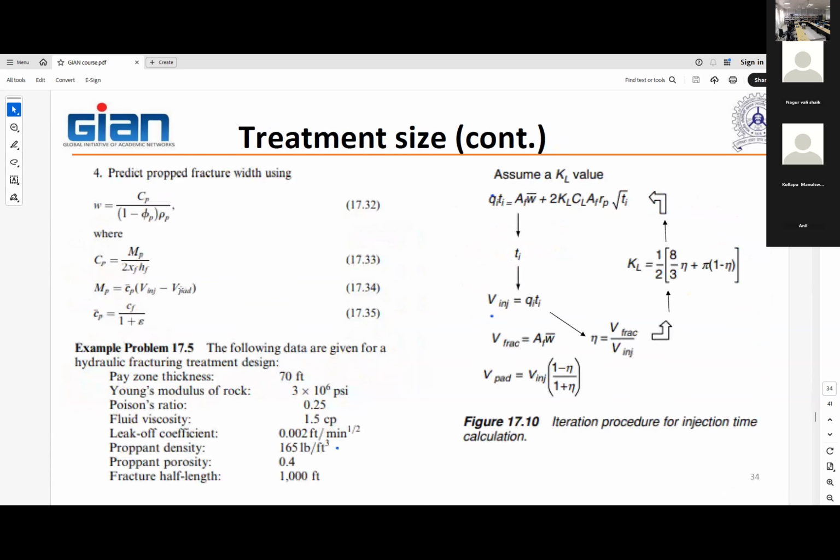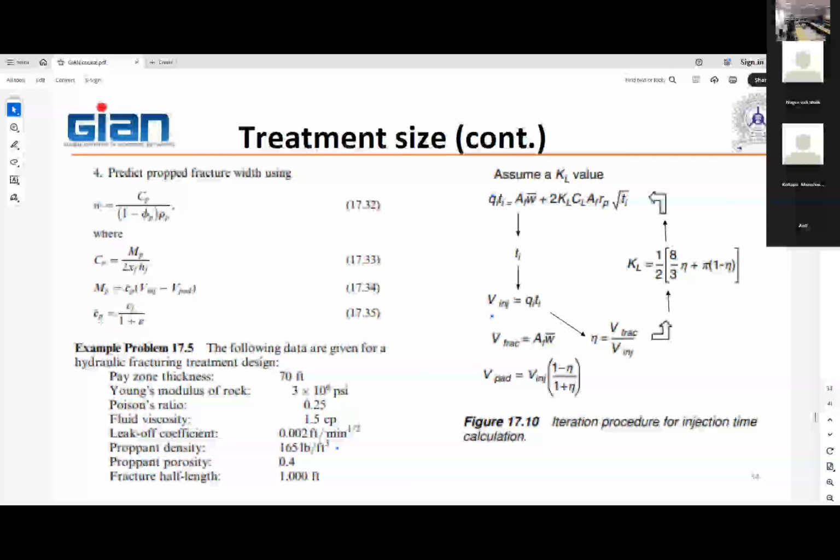So after you have calculated all that, now you can predict the fracture width using this formula. So the width of the fracture is equal to C sub P divided by 1 minus porosity of the propellant pack times the density of the sand in the propellant. So this is the final width of the fracture or average width of the fracture.